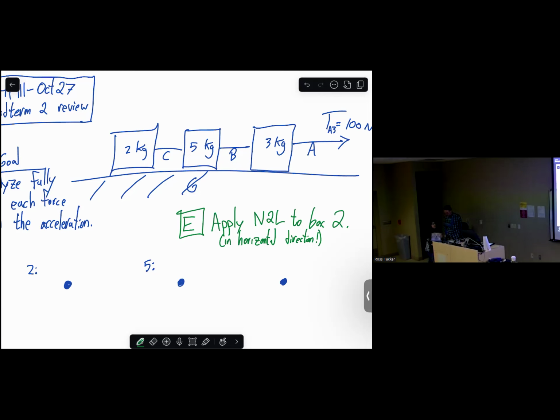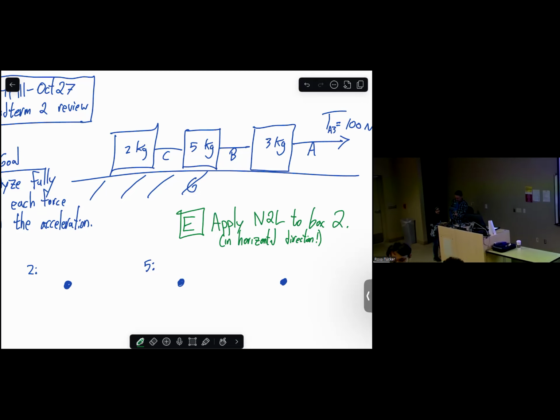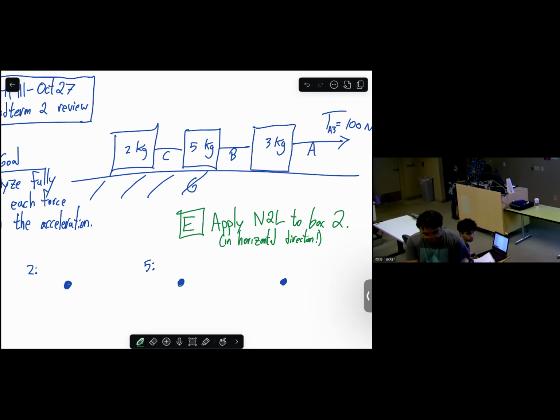So if we're axing on box 2, the horizontal would be, I feel like it'd be multiple, but the one we're focusing on would be the rope C, correct? That's it. It's the only force. However, that's not the name of that force. How do we name forces? This would be for this example. We're just doing it on the box.